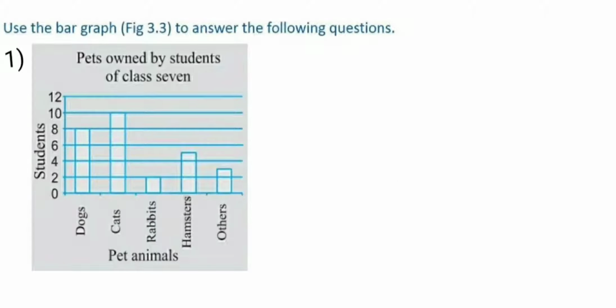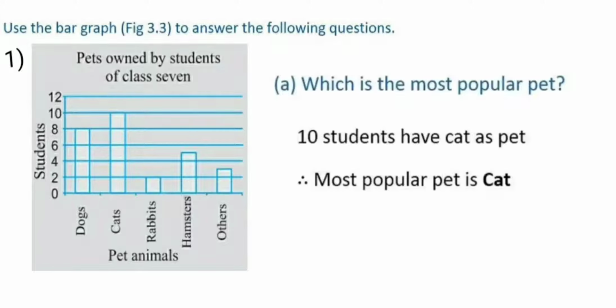First number is here. Use the bar graph to answer the following question. In vertical line numbers of students represent and in horizontal line pet animals are there. So using this bar graph we will do the numbers of the following questions. So first question is here, which is the most popular pet?